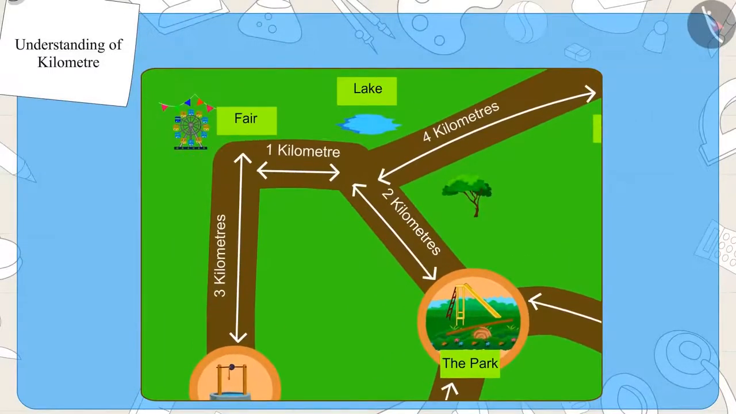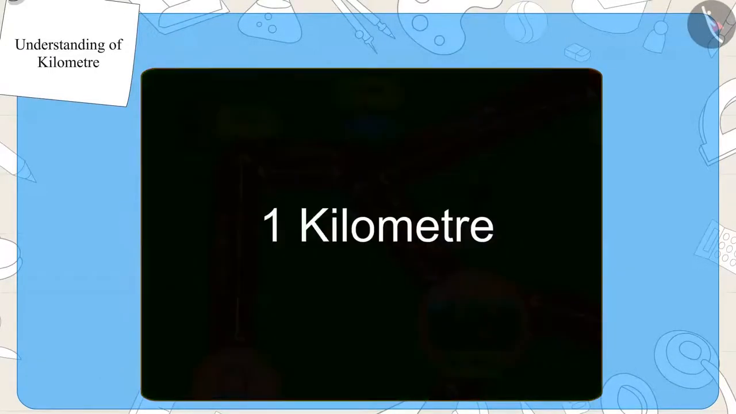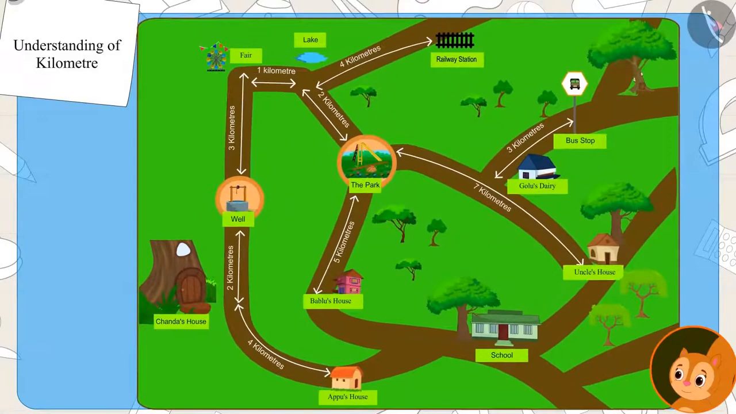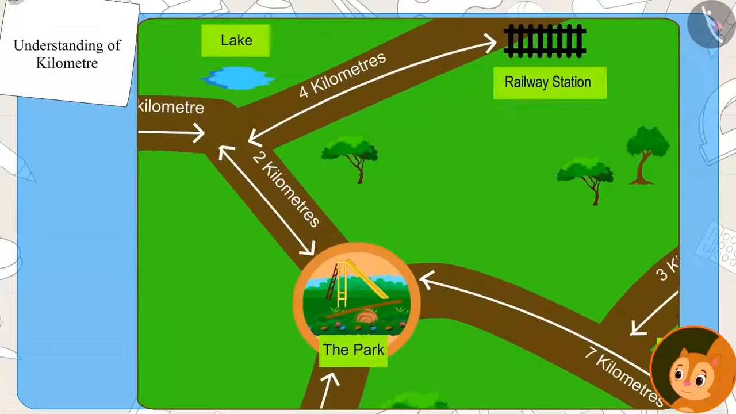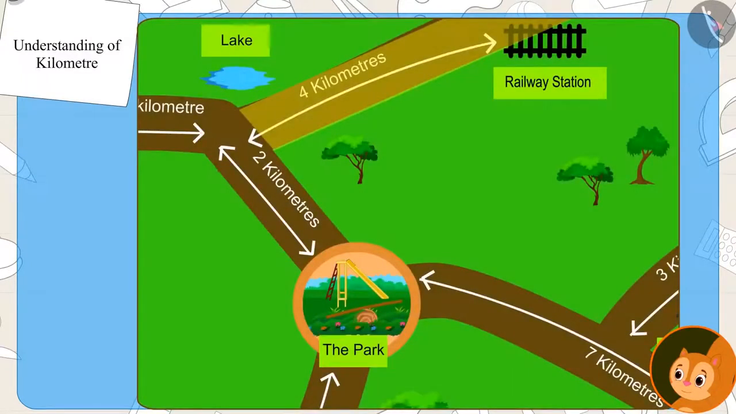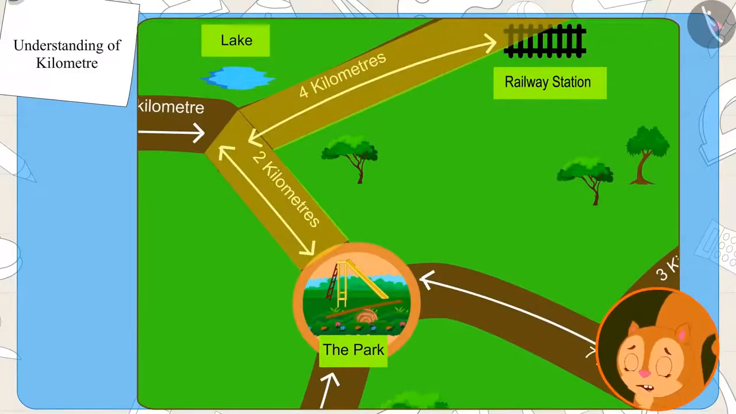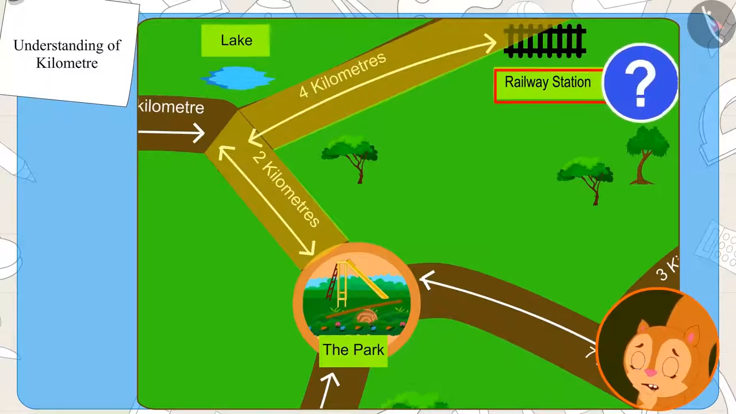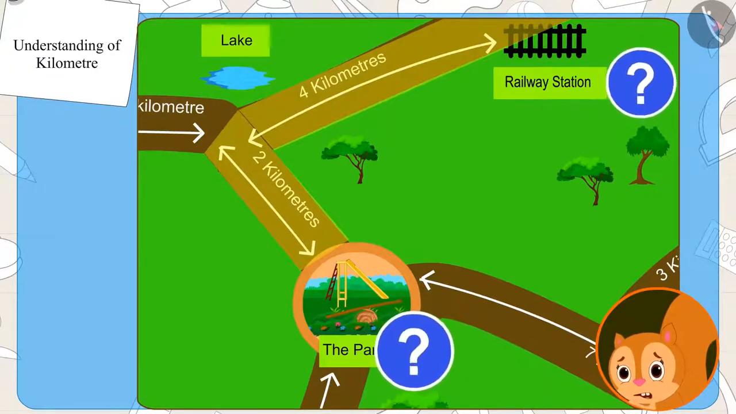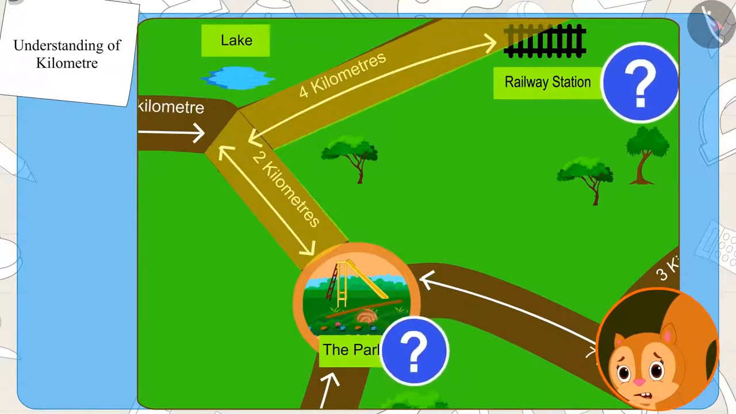Absolutely right. The distance from the fair to the lake is 1 kilometer. Now Chanda saw on the map that the distance from the lake to the railway station is 4 kilometers and that of the park from the lake is 2 kilometers. Now Chanda is thinking, which place is closer to the lake, the railway station or the park? Kids, can you help Chanda find the answer to this question?